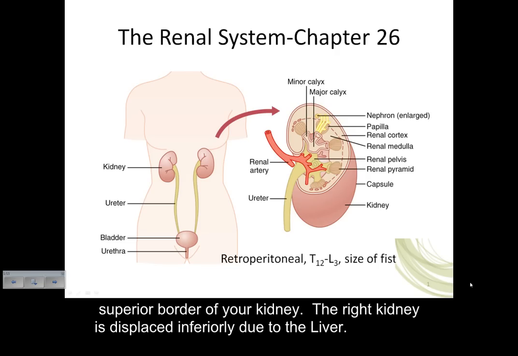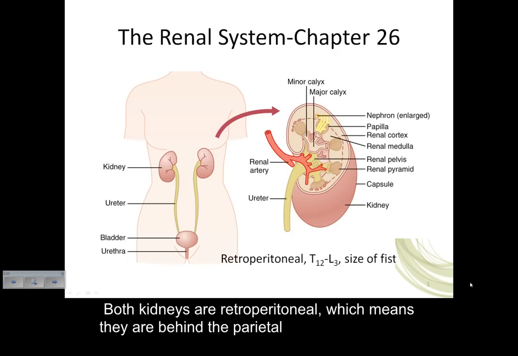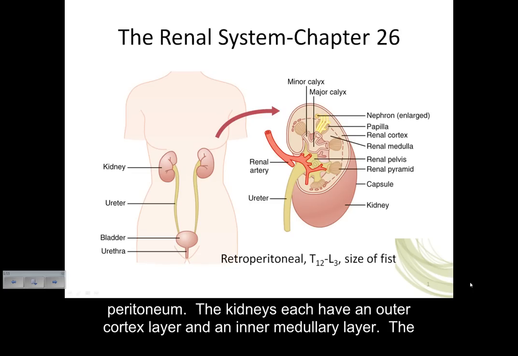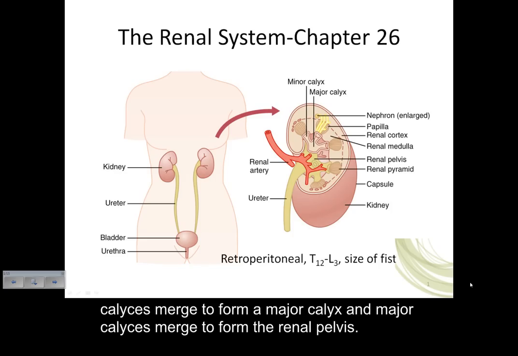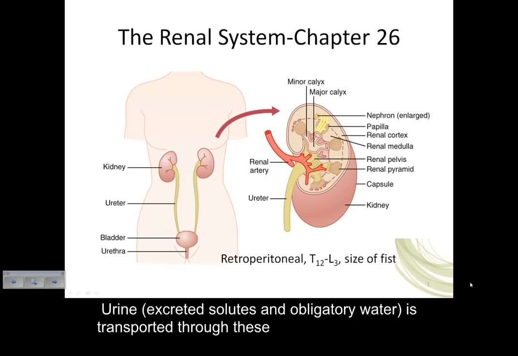The right kidney is displaced inferiorly due to the liver. Both kidneys are retroperitoneal, which means they are behind the parietal peritoneum. The kidneys each have an outer cortex layer and an inner medullary layer. The medullary layer has renal pyramids, each with an apex that leads to a minor calyx. Minor calyces merge to form a major calyx, and major calyces merge to form the renal pelvis.